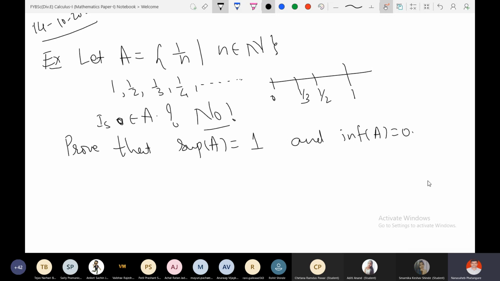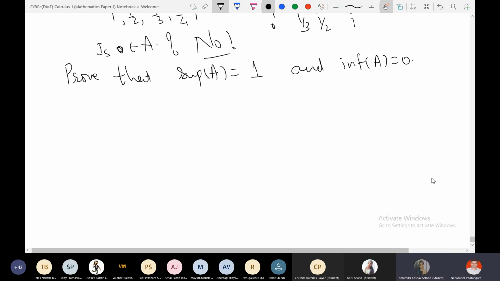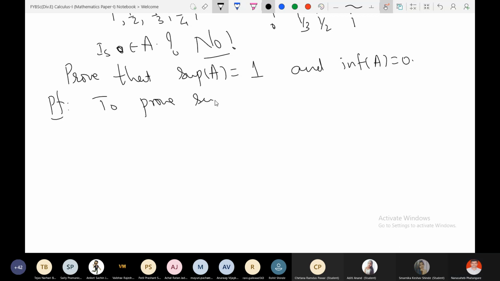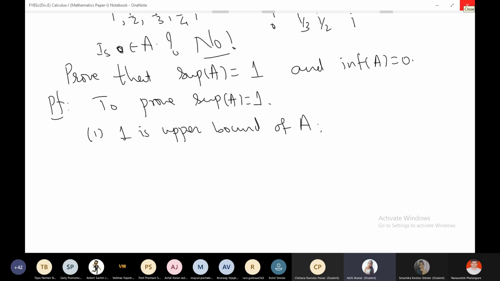So to prove the first part, that the supremum of A is equal to 1, first prove that 1 is an upper bound of set A, right? So why is 1 an upper bound? All elements are less than or equal to 1.